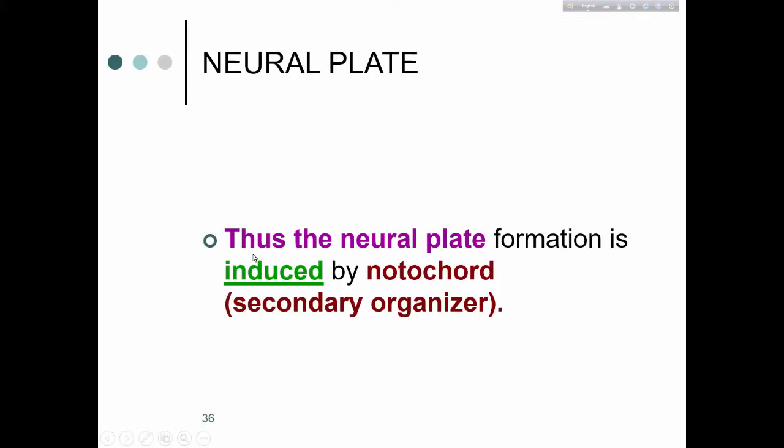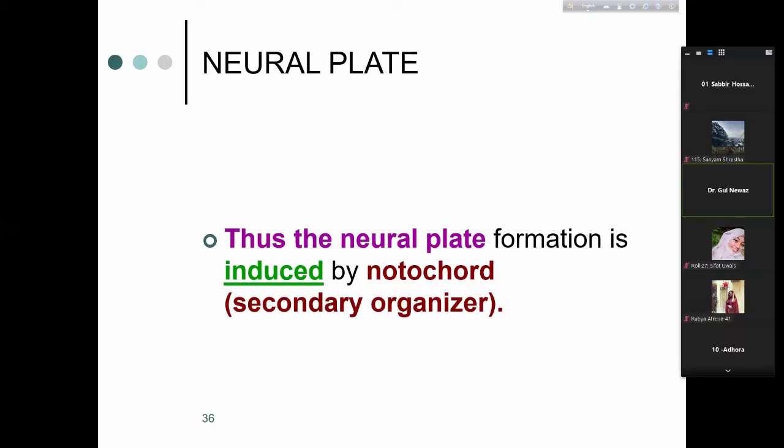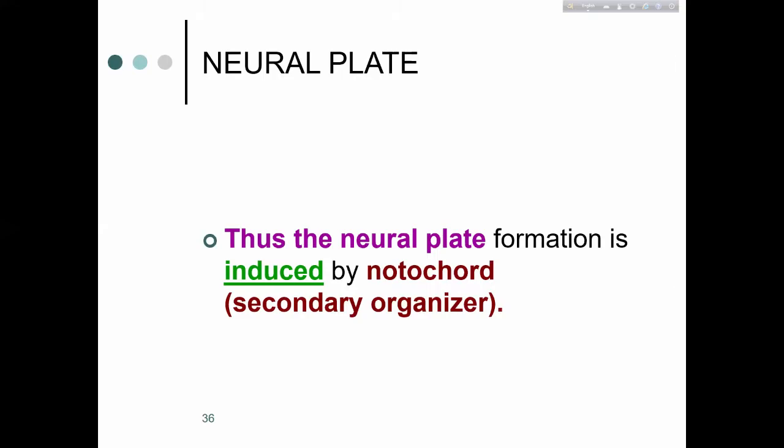Thus, the neural plate formation is induced by the notochord. Now, in my last class, I said that as the primitive streak develops, the notochord develops. So the primitive streak influences the formation of the notochord. So we call the primitive streak a primary organizer, which induces the formation of the notochord. And when the notochord is formed, it induces the overlying ectoderm to form the neural plate, neural fold, and then neural tube. So the notochord acts as a secondary organizer to form the neural tube or neural plate, whatever you say.